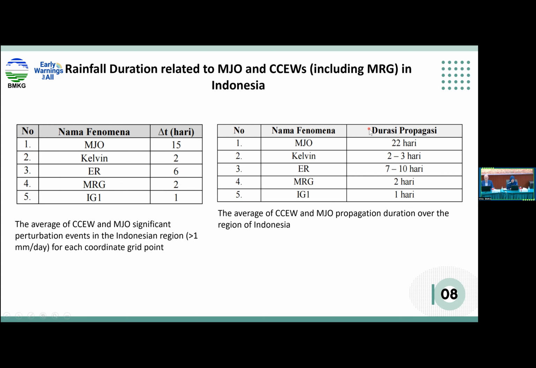And the right panel also shows the duration of propagation. I'm sorry, it is still in Bahasa. It is the duration of propagation from the eastern part of Indonesia to the western part of Indonesia. For MJO, it takes 22 days, Kelvin 2 until 3 days, and equatorial Rossby 7 until 10 days, because it's slower than any other CCEW wave. And MRG took 2 days, and the last one, inertia gravity, 1 day.